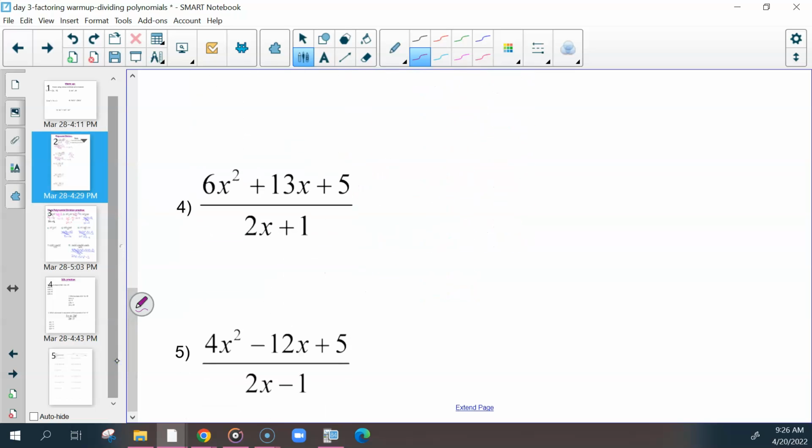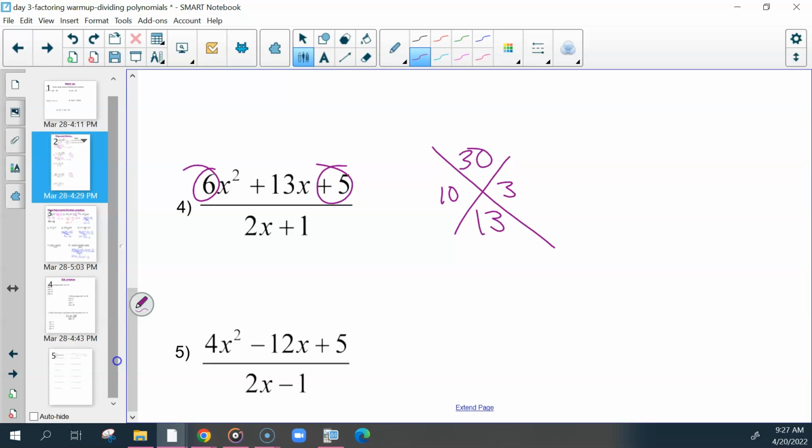Let's see number 4. Now we have something where a is not 1, so it's going to be a little bit more to it. This does not have a GCF. We need to multiply 6 and 5, and we're looking for two numbers that multiply to be 30, but add to be 13. 10 and 3.